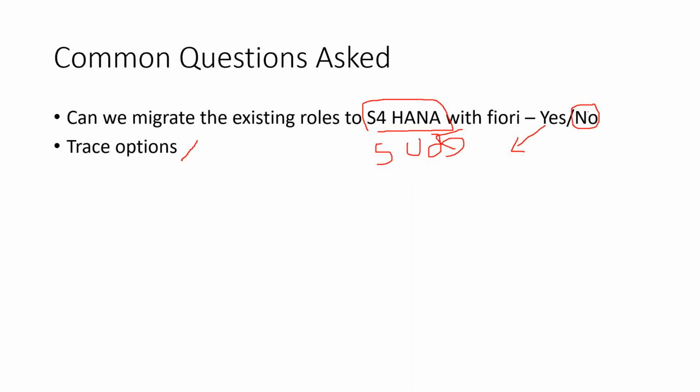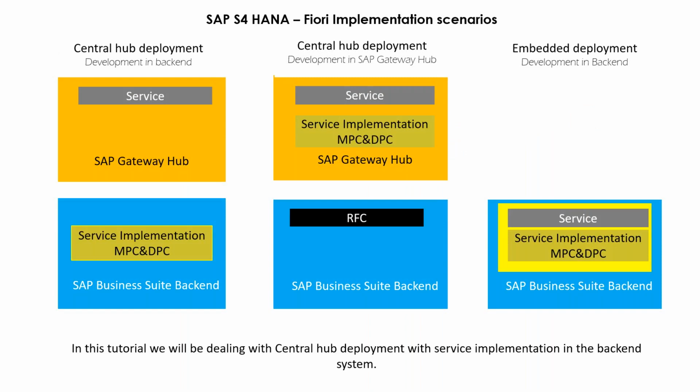Hope you have understood the different types of apps, how you can view the technical information of them, and the basic understanding of the architecture of S/4HANA. Now we will end this presentation by discussing different scenarios. The first scenario is called Central Hub Deployment, Development in Backend Service. As I discussed earlier, you have your UI5 application in the Fiori server.